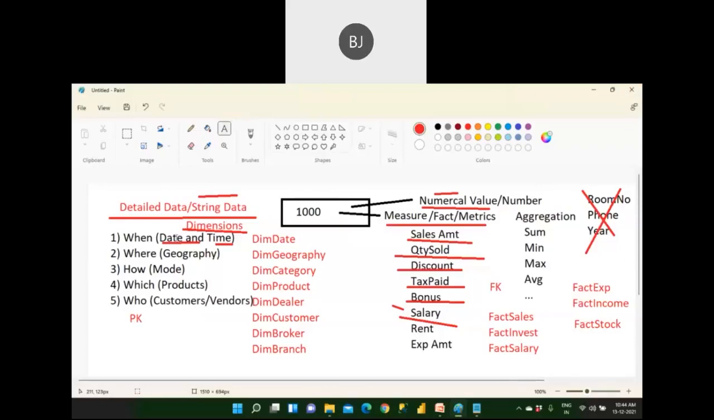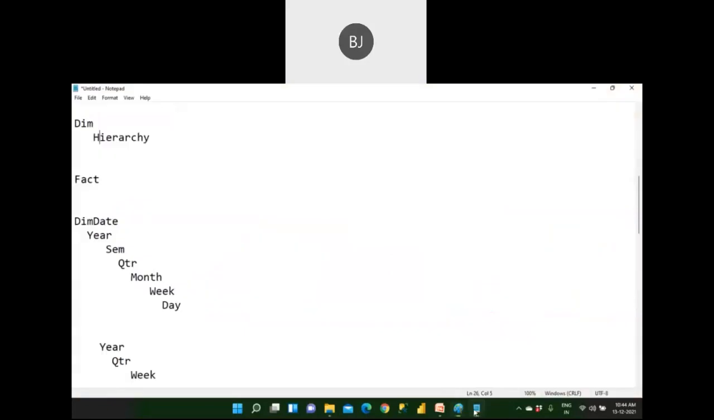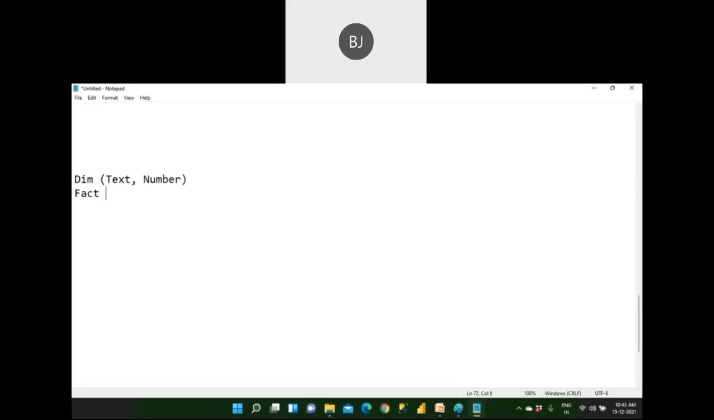Year number, semester number, quarter number, even though month numbers 1 2 3 4 5 6 are numbers, can we say month number is a dimension or a fact? Which is not a fact means it is a dimension value. So dimensions also will have numbers, remember that. Room number, phone number, year number, these are not facts. If it is not a fact, all the details are going to be part of dimensions only. Many people will tell you dimensional data means textual data and number data also. Fact data is purely number data, where you can perform aggregations.